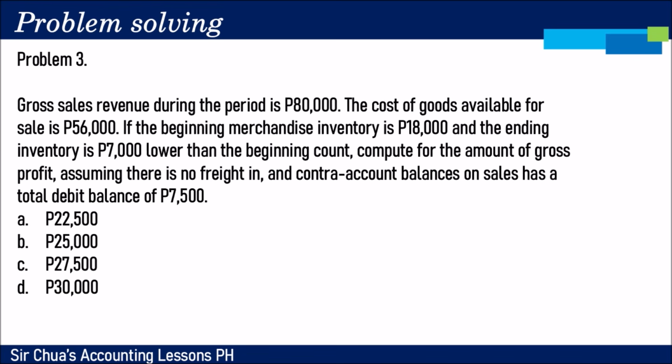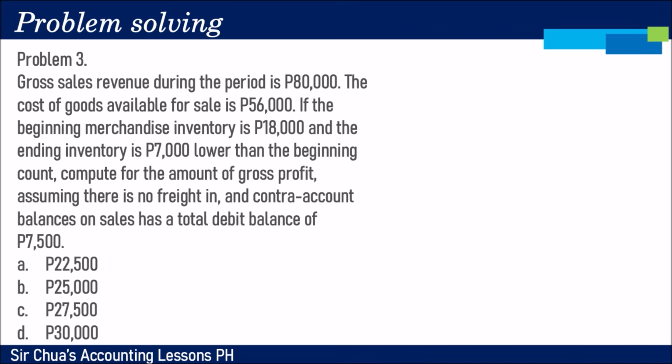Okay, assuming that you have already tried to answer the problem, this is the solution. Binigyan kayo ng gross sales, so yun na yun, di ba? Tapos, ang binigay naman agad sa inyo, cost of goods available for sale, beginning inventory 18,000, ending inventory daw is 7,000 pesos lower than the beginning. So, kung mas mababa daw ng 7,000 yung ending inventory, so kung ang beginning mo is 18, ang ending mo 11. Kasi 18 minus 7, 11, di ba?